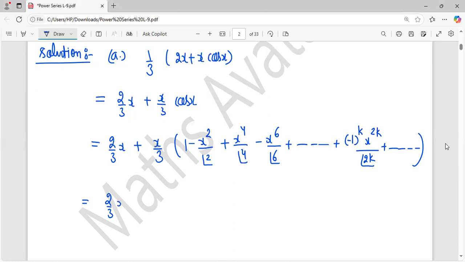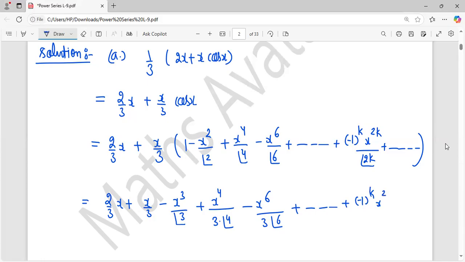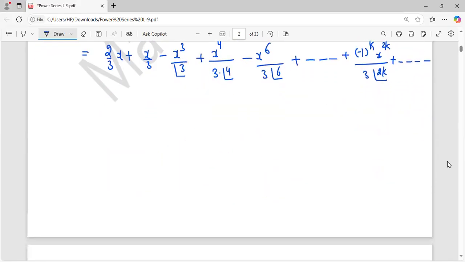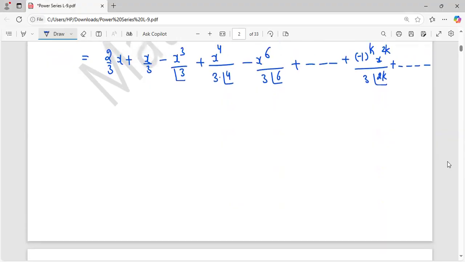So what is this? x minus x cubed factorial 3 plus x to the fifth over 72. Okay, this is the answer.